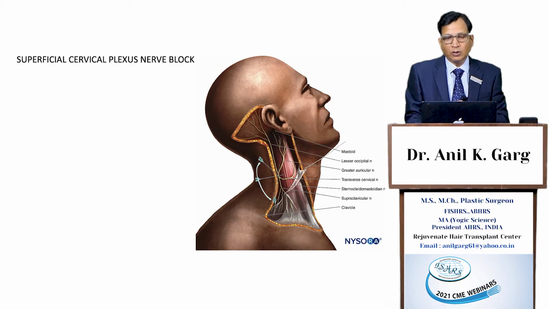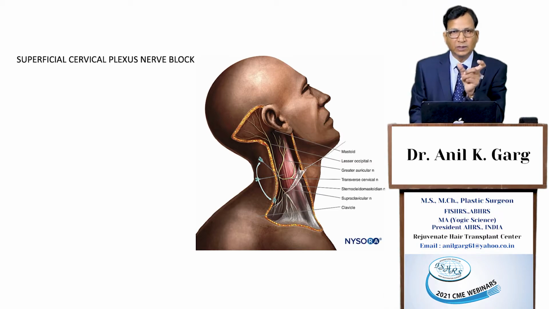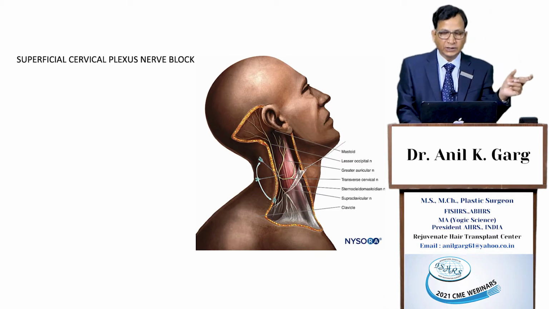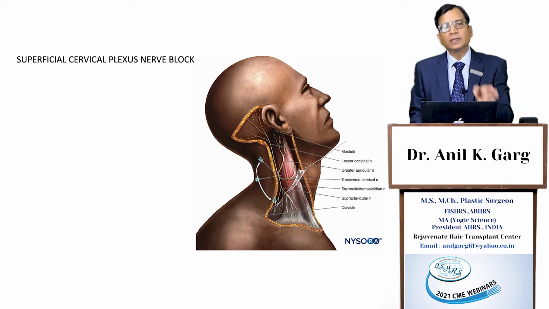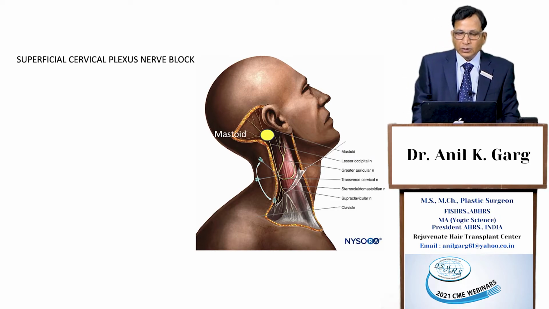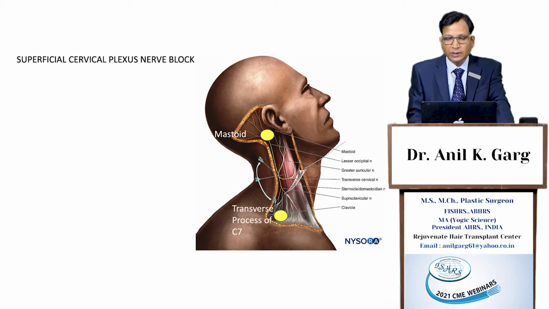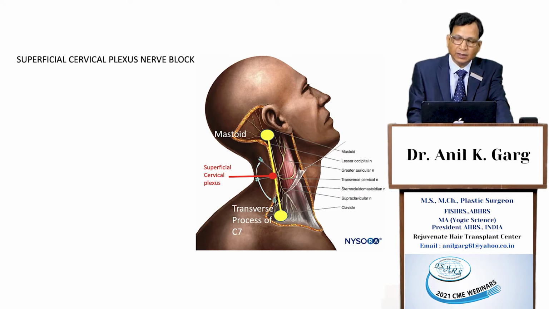The location comes from the posterior border of the sternocleidomastoid and the fascia, in between which it comes out. So the midpoint is between the mastoid and the transverse process of C7, and a line joining these marks where the superficial cervical plexus branches come out.